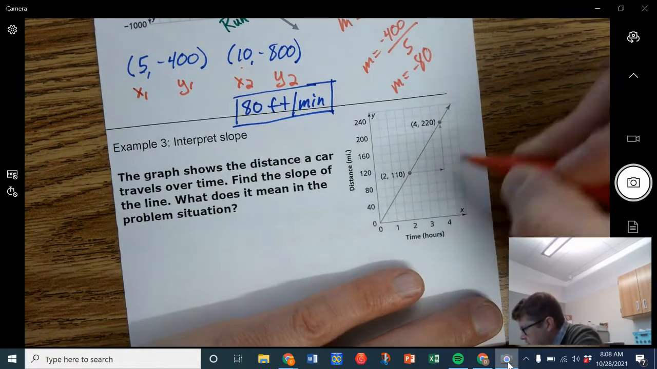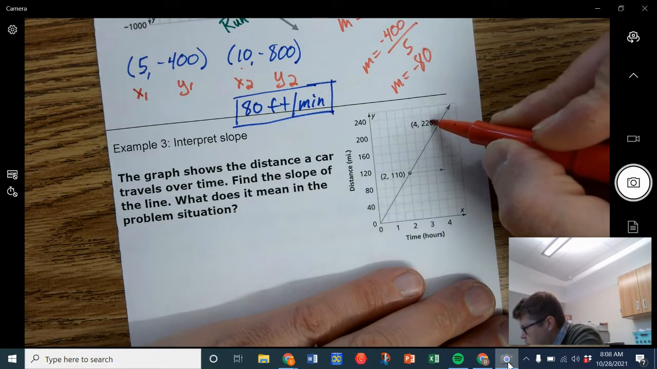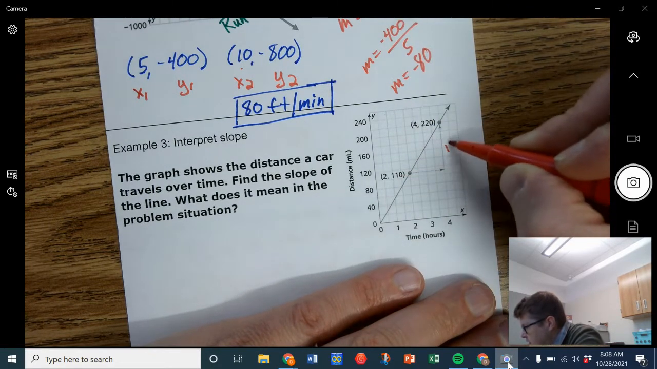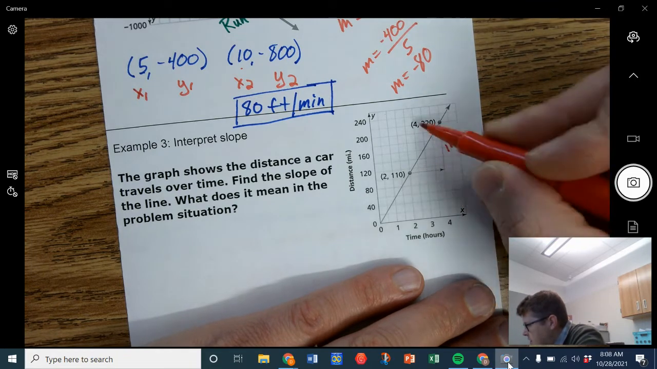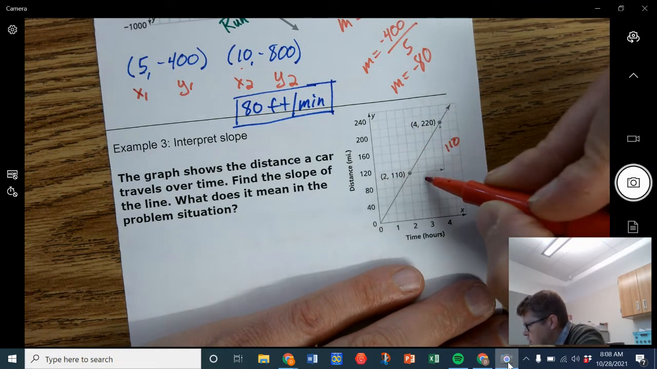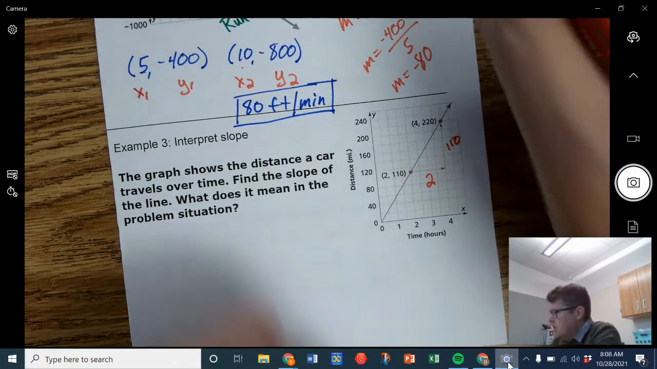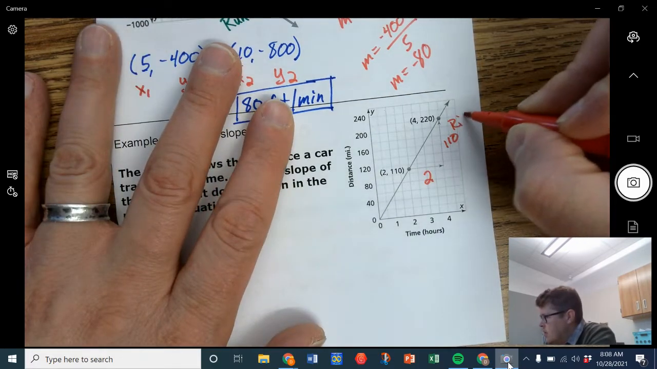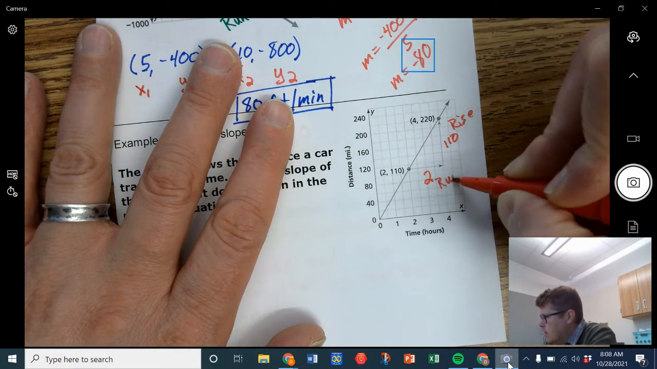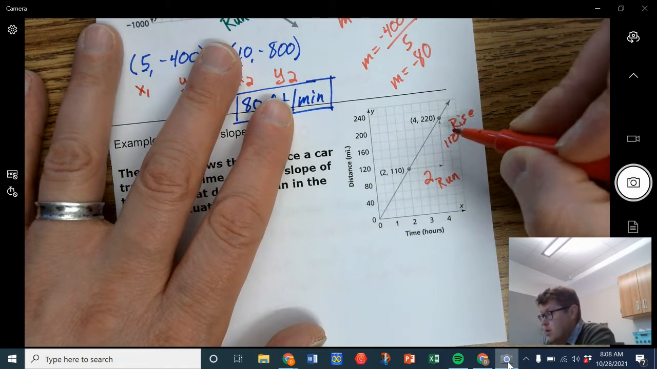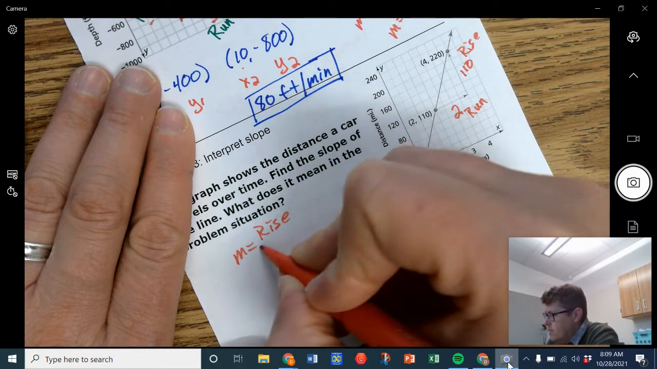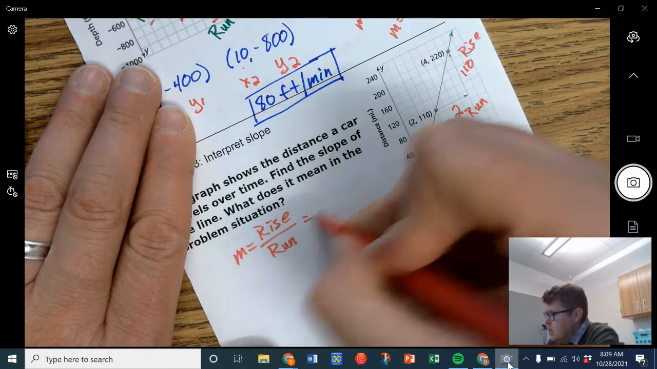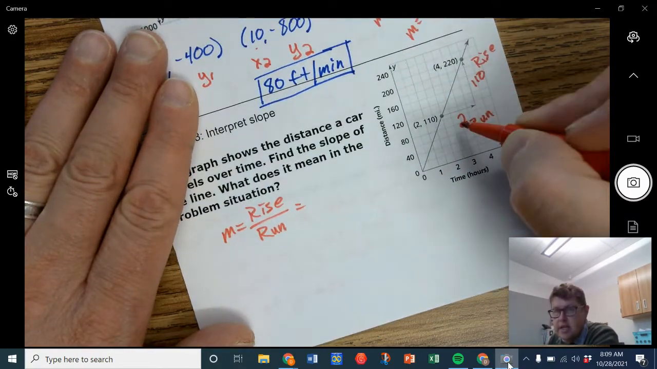Okay, so let's figure out our rise. It's a difference of 220 to 110, so that's 110 right there. And then let's see, it's 4 and 2, so it's a difference of 2. So we take our rise here and our run here, and we divide them, right? Because it's rise over run. So m is rise over run. Remember, m is our slope, which is going to be 110 divided by 2.